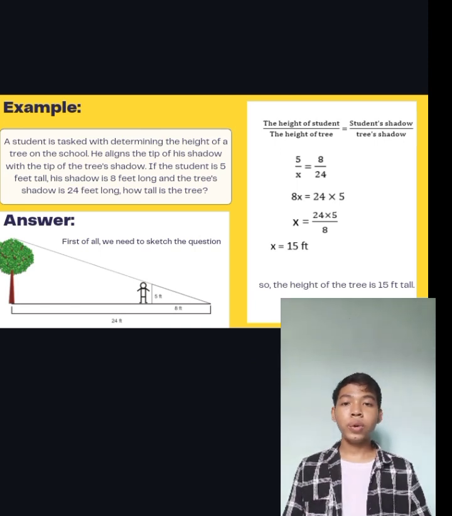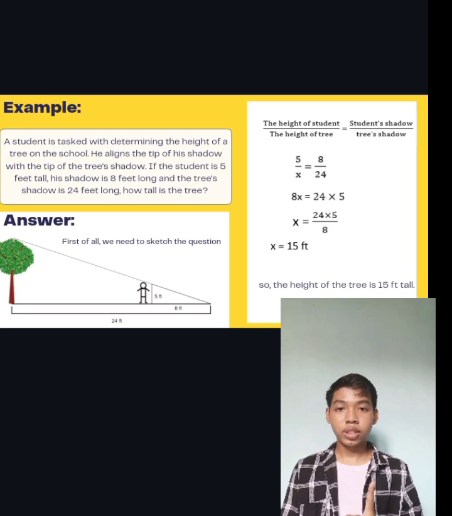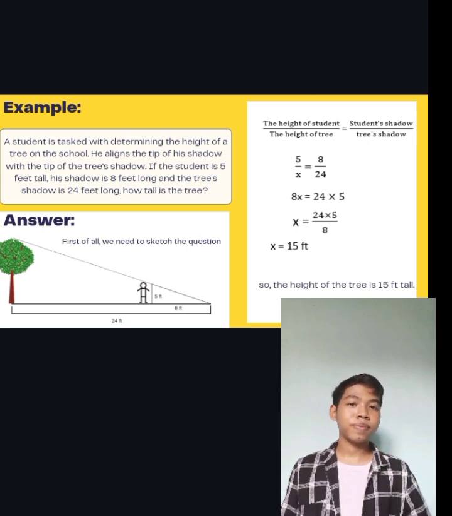Okay, we go to the second question. A student is tasked with determining the height of a tree on the school. He aligns the tip of his shadow with the tip of the tree's shadow. If the student is 5 feet tall, his shadow is 8 feet long and the tree's shadow is 24 feet long. How tall is the tree? Before we try to solve this question, we need to sketch it first, like on this slide.